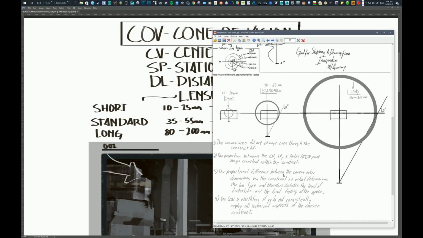Number 3, the proportional difference between the canvas outer dimensions versus the construct is what determines the lens type and therefore dictates the level of distortion of the final feeling of the space. And I say feeling because we just want a feeling, right? We're looking at making the viewer feel distant, and looking onto the space. With a longer lens, we're looking at the viewer being in the space with the standard, and we're looking at more action or more spy.